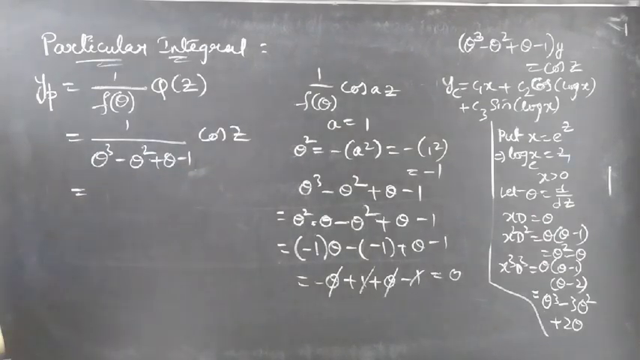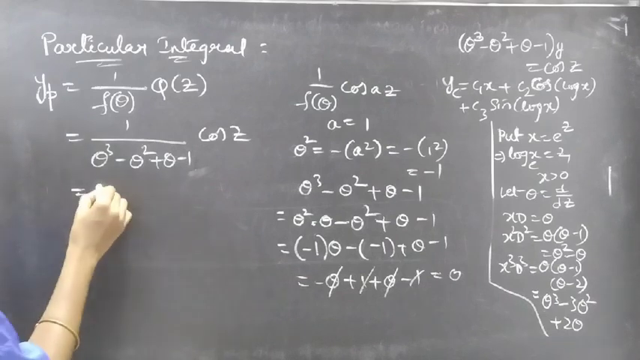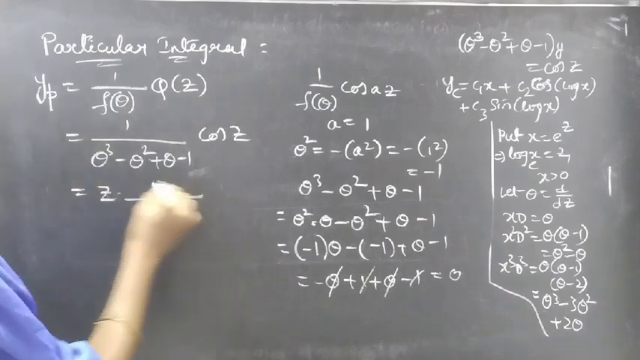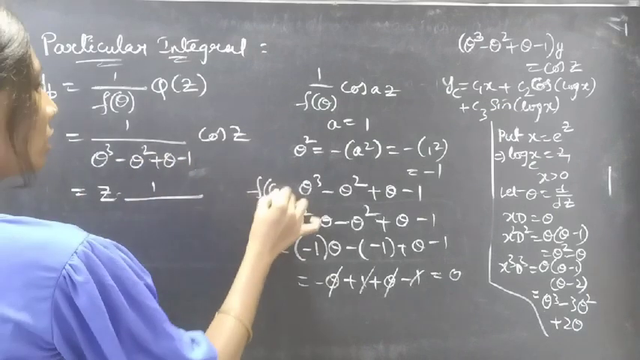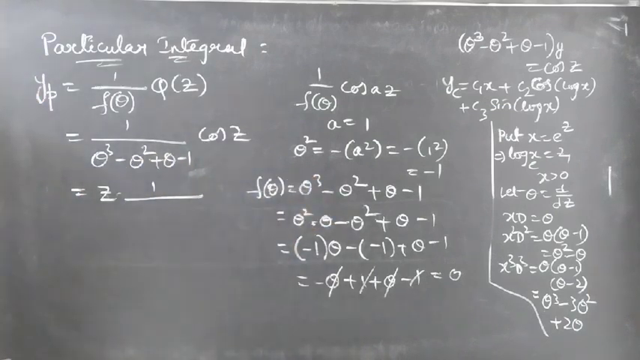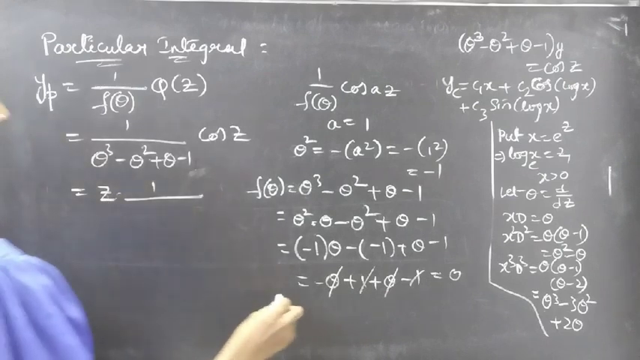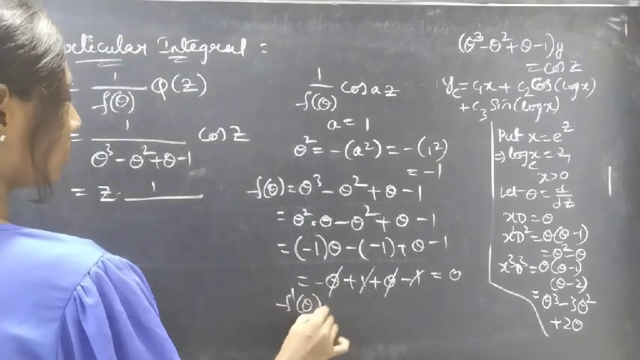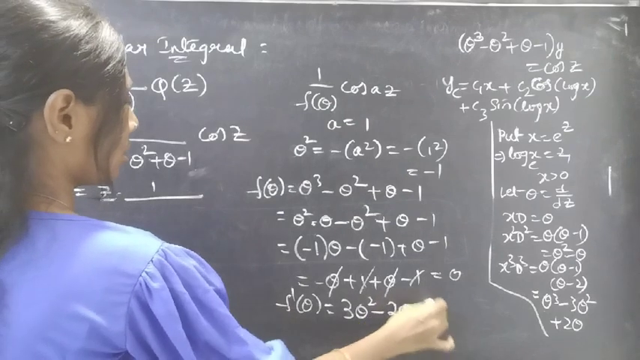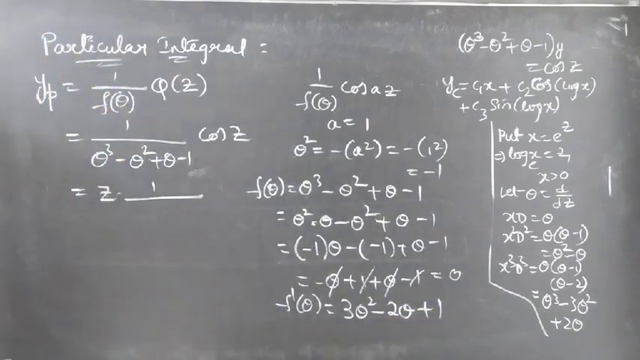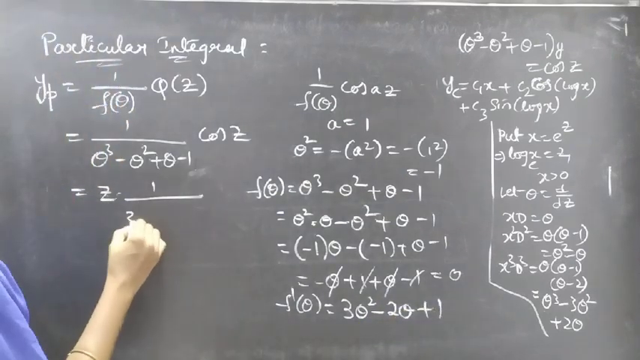This equals, just write z into 1 by the derivative of f of theta. If f of theta is theta cube minus theta square plus theta minus 1, then f dash of theta will be 3 theta square minus 2 theta plus 1, right? Just write it down.